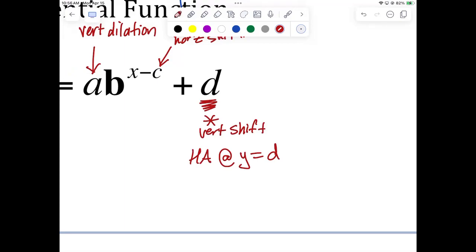And when you draw these things, you want to draw this first, because it's a literal guideline for your graph. If you have your horizontal asymptote drawn, then you know that you could draw the graph on one end approaching it. a does two things. It dilates vertically, so it stretches and compresses vertically. If it's negative, it also reflects across the x-axis, which means it lives below the horizontal asymptote. c is your horizontal shift, and d is the location of your new HA.